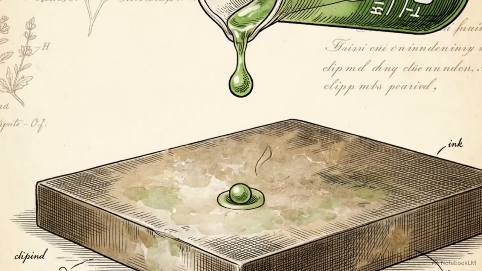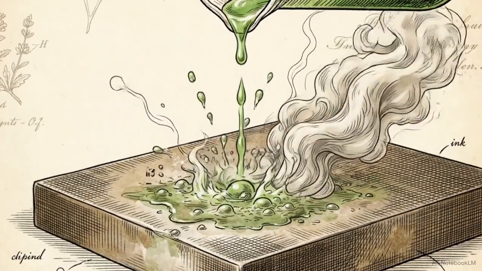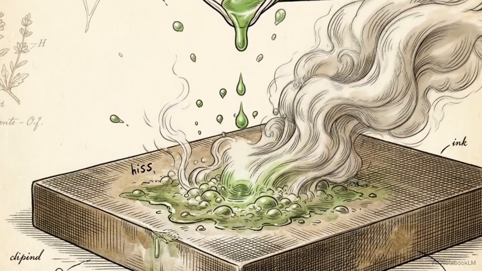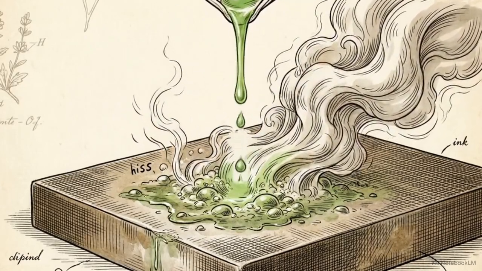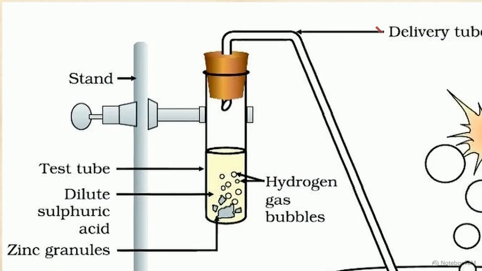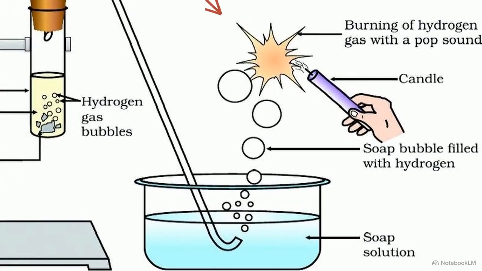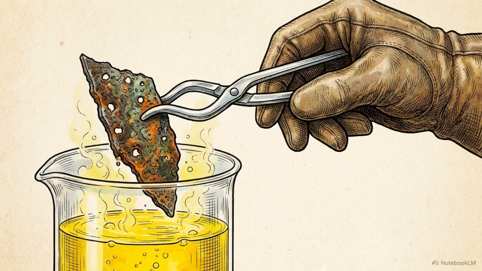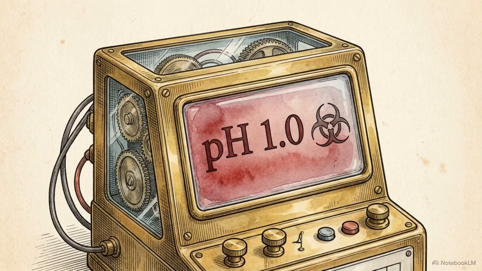Moving toward the lower end of the scale increases the acidity, and at these concentrations, the chemicals become aggressive enough to attack solid metal. When solid zinc granules are submerged in dilute hydrochloric acid, they break down, creating a violent stream of gas bubbles. Igniting a soap bubble filled with this gas produces a sharp pop, confirming it is pure hydrogen. Acids have the capacity to dissolve solids and release volatile gases, making precise measurement on the pH scale a matter of safety and control.